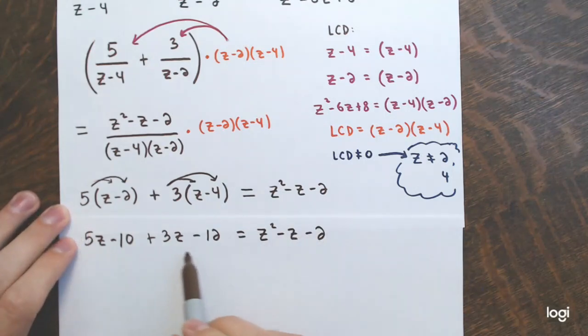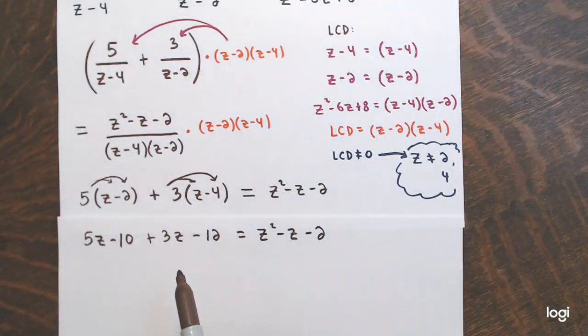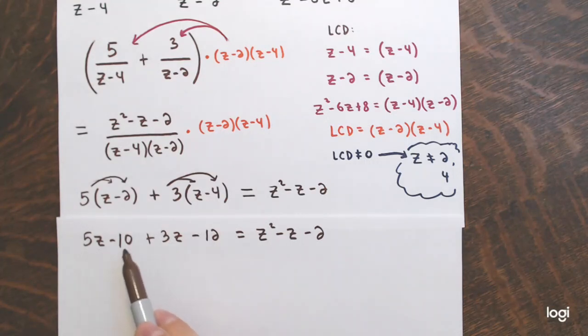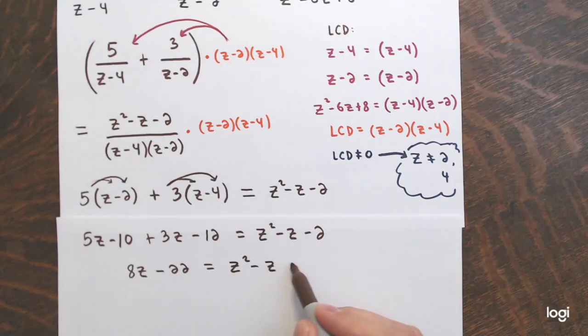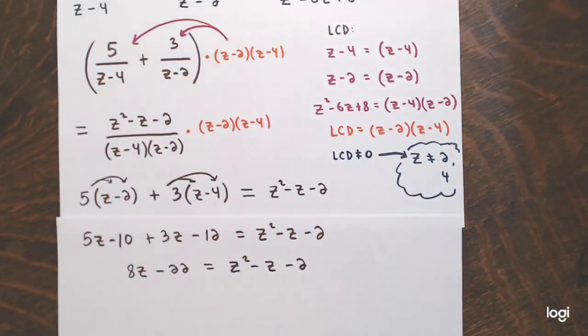And then I'm going to simplify this side. So, combine some like terms here. I've got a 5z and a 3z, making positive 8z. I've got a negative 10 term plus a negative 12 term. Put those together, that's negative 22. I still have the z squared minus z minus 2 on the other side. Then I'm going to take everything to one side and have 0 on the other. Put it in what's called standard form.